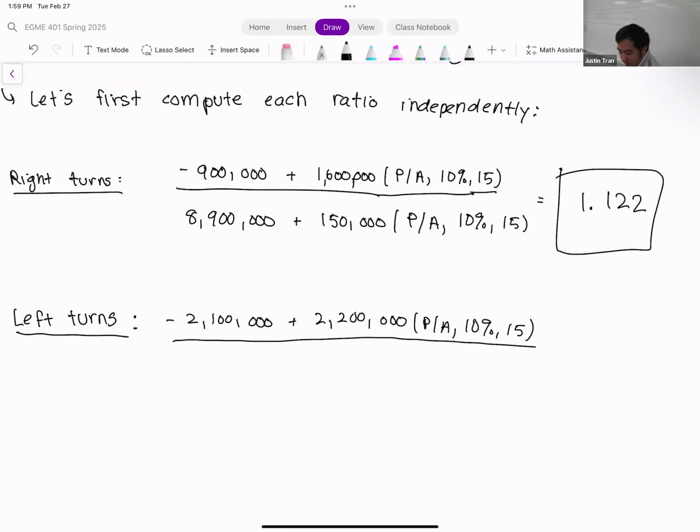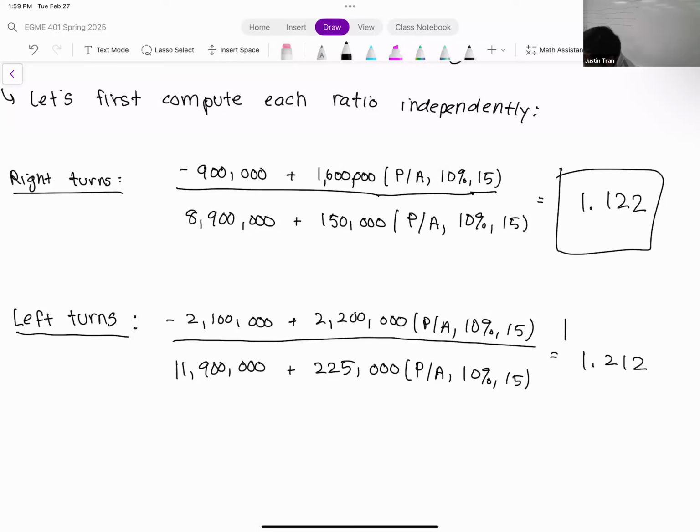And then we have the government spending. So we have government spending here. Our initial cost is 11.9 million plus annual maintenance, 225,000. And so we compute this out. Yeah, 1.212.